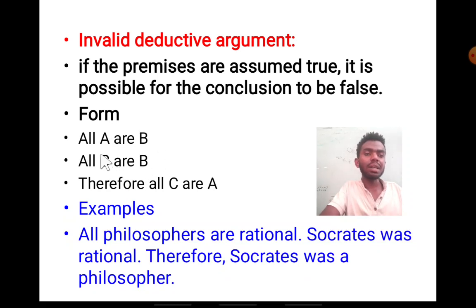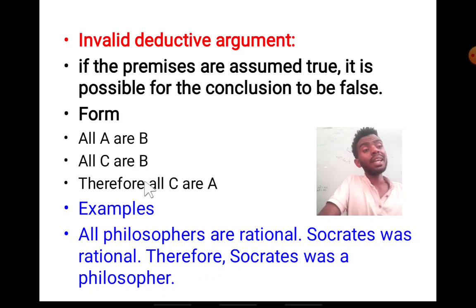For this form, every conclusion formed in this form is invalid, because there is no inferential claim between them. All A are B, all C are B, therefore all C are A. It is impossible to say that. It is possible that our conclusion can be false.